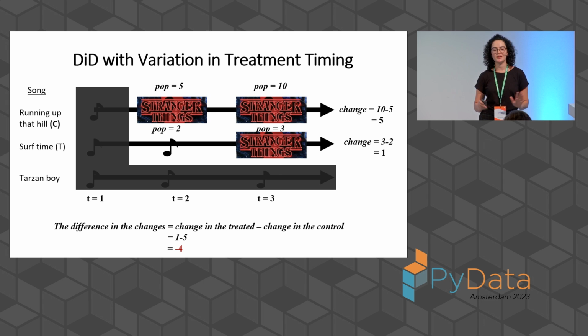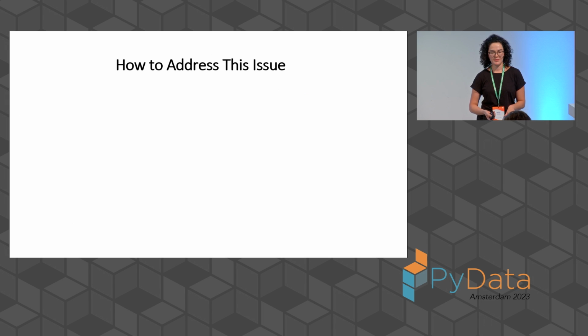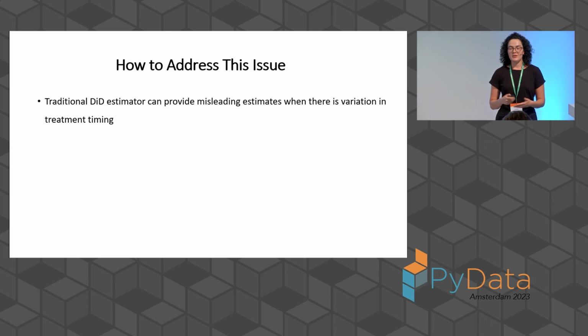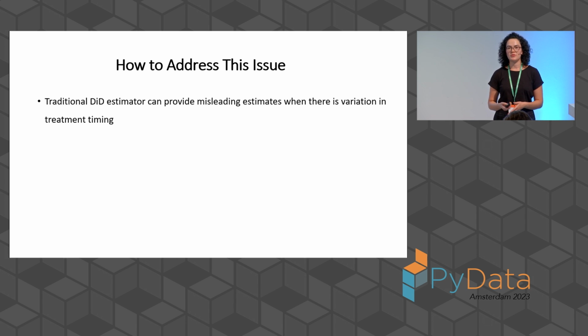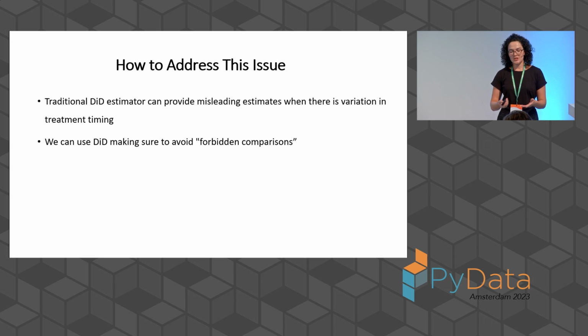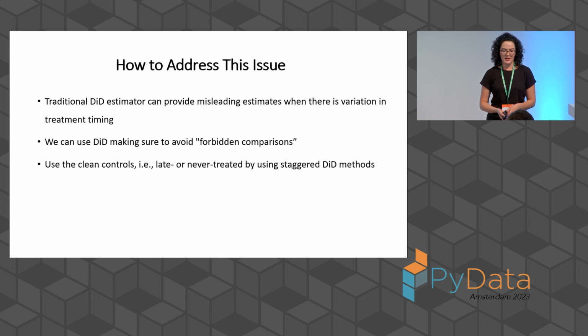but thankfully, there are also some solutions. So as we have seen, the traditional difference-in-differences estimator might lead to misleading estimates in cases where there's variation in treatment timing and also high heterogeneity between groups in terms of the treatment effects. And this is because of forbidden comparisons, when you use an early treated group as the control. What we can do to address this issue is use clean controls. So we can use the units and time periods that are unaffected by the treatment.